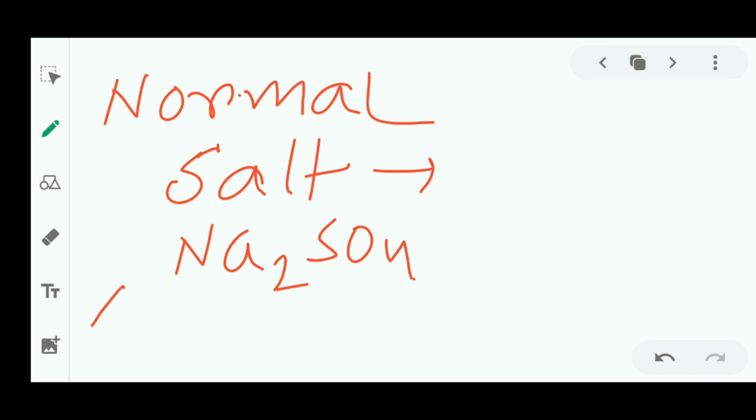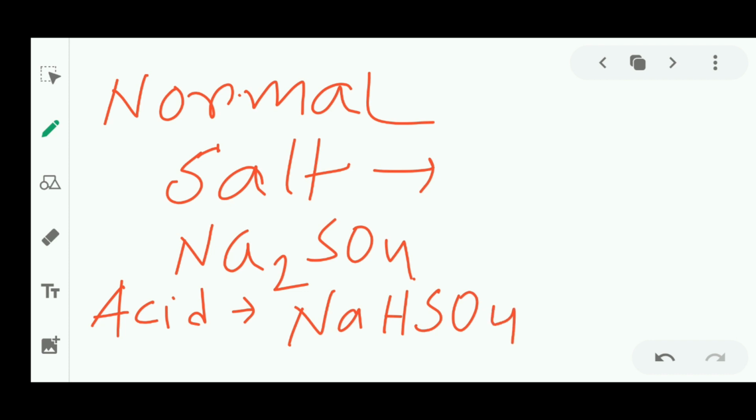But whenever it comes to acid salt, there is a partial replacement of hydrogen. So in H2SO4, how many hydrogen atoms are there? Two. If one hydrogen atom is replaced by sodium, then sodium bisulfate, NaHSO4, is produced. So one hydrogen is replaced by sodium, so that's why it is an acid salt. Another salt is known as basic salt.